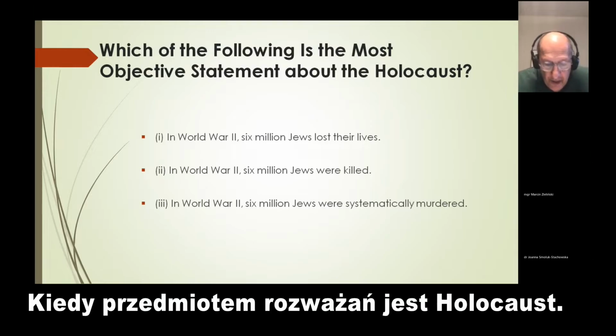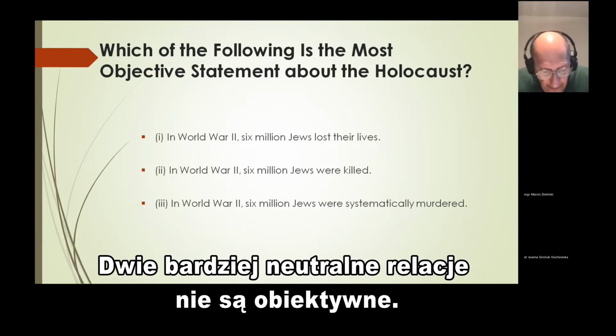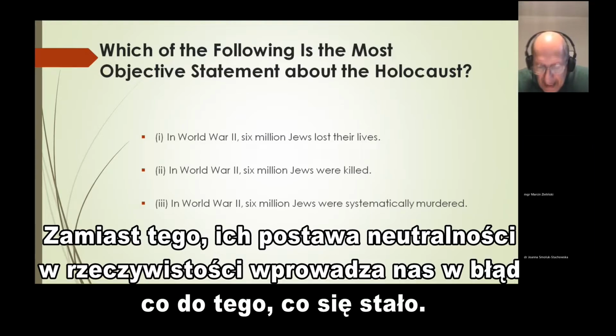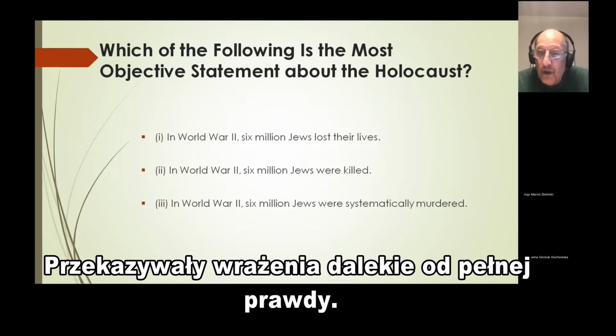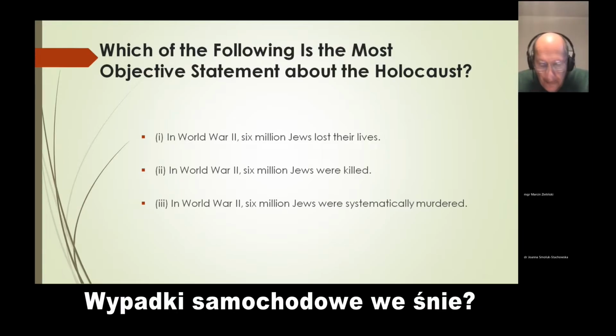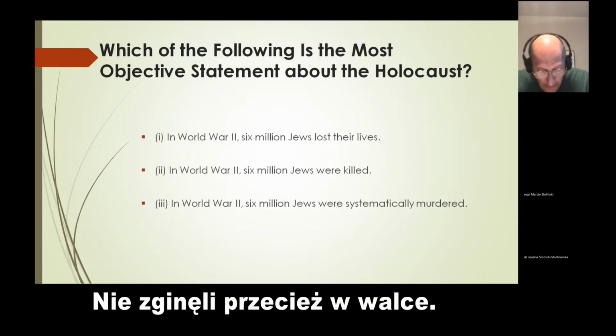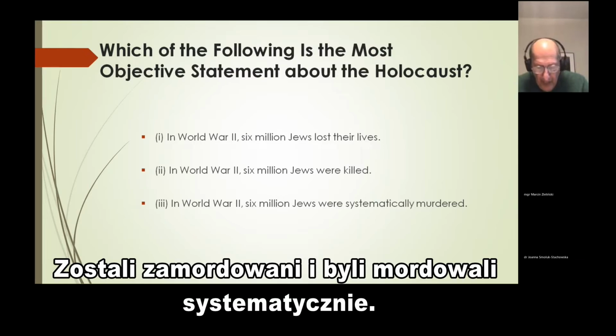When the object of consideration is the Holocaust, the truest account is that 6 million Jews were systematically murdered. The 2 more neutral accounts are not objective. Instead, their posture of neutrality actually misleads us about what happened. They convey impressions short of the full truth. Did 6 million Jews just die? Of what? Car accidents? In their sleep? Nor is it enough to say they were killed. They did not, after all, die in battle. They were murdered systematically. Here it is neutrality rather than partisanship that distorts.